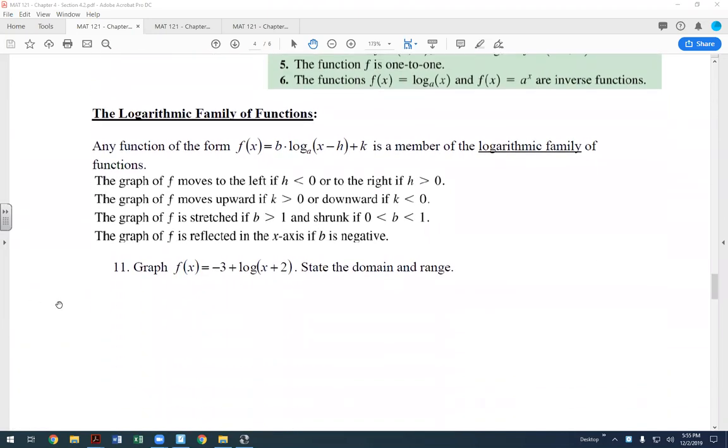So logarithmic family of functions, yes. I have a quick question. Sure. So because we're going to be going over chapter 7, are we going to be doing all the homeworks for chapter 7 or no? We will be going over chapter 7, just not in depth.